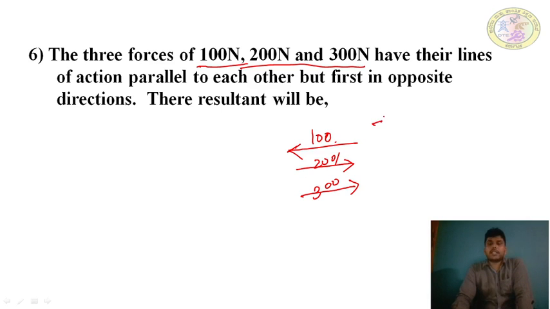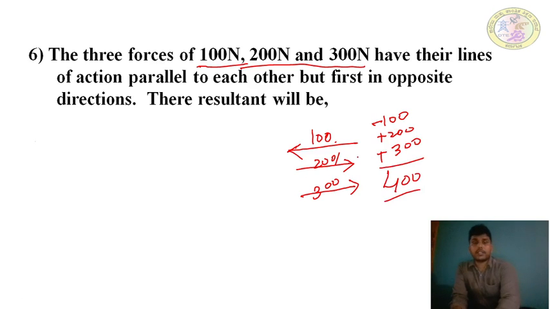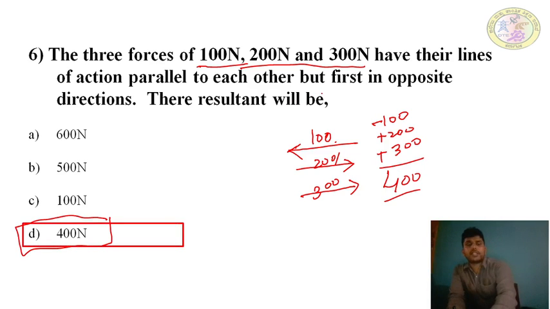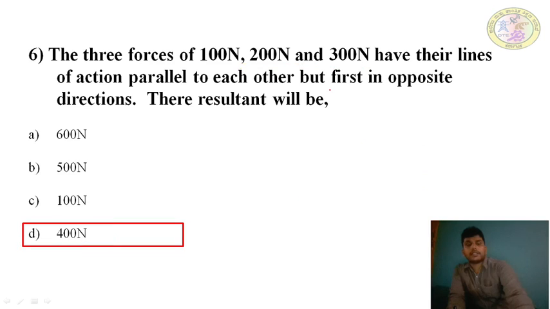So it is minus 100 plus 200 plus 300. Then 500 minus 100, 400 will be the resultant. Let's take the answer. Yeah, 400 Newton is the right answer for the resultant. Move to next.